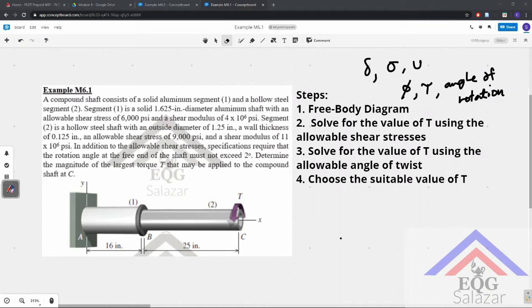Example M6.1, a compound shaft consists of a solid aluminum segment 1 and a hollow steel segment 2. Segment 1 is a solid 1.625 inch diameter aluminum shaft with an allowable shear stress of 6,000 psi and a shear modulus G of 4 times 10 to the 6 psi. Segment 2 is a hollow steel shaft with an outside diameter of 1.25 inch, a wall thickness of 0.125 inch, an allowable shear stress of 9,000 psi, and a shear modulus of 11 times 10 to the 6 psi.